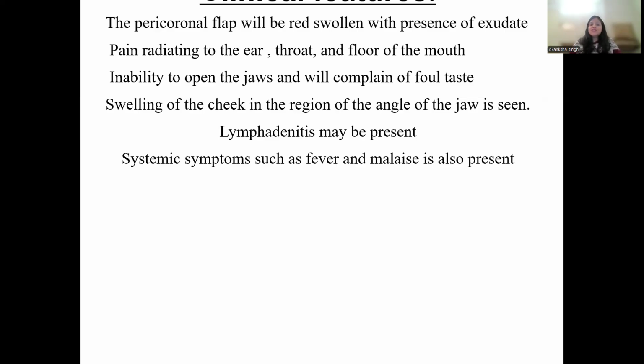There is trismus, inability to open the jaw, foul taste, and swelling on the cheek in the region of the angle of the jaw. The patient is not able to open the mouth, chew anything, or eat something. Lymphadenitis may be seen, and in very severe and acute cases, fever and malaise are also present. Again, it is called an acute infection because it is a case of sudden pain, sudden and rapid onset.